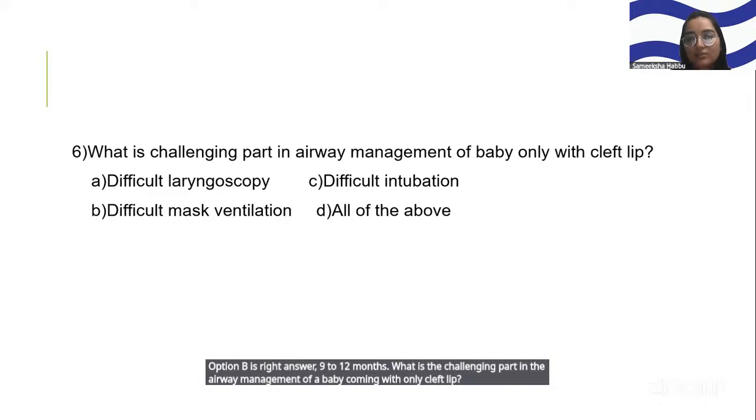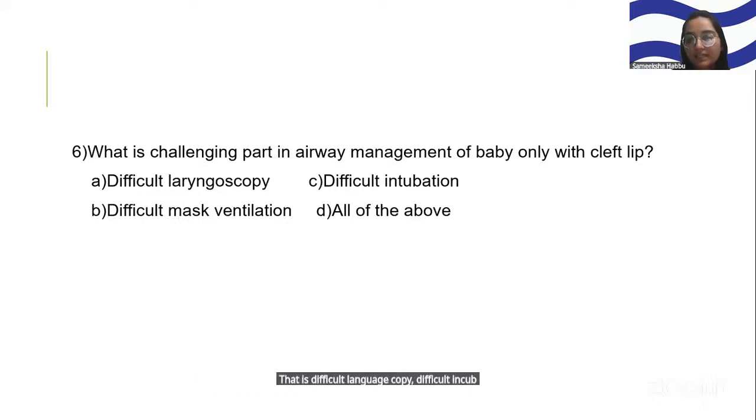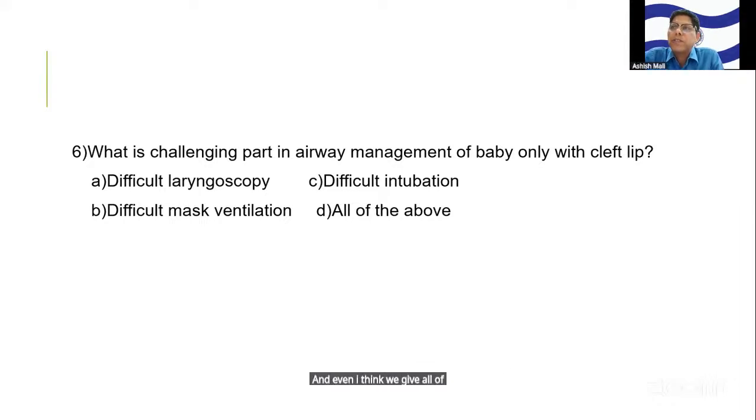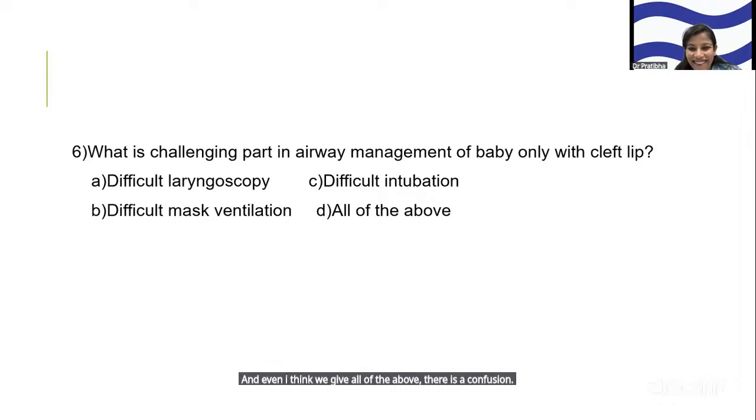The options are difficult laryngoscopy, difficult intubation, difficult mask ventilation, and all of the above. For a baby with only cleft lip, the responses are mostly a mix between B and D. Whenever we give all of the above, there is a confusion. It's B, B again.